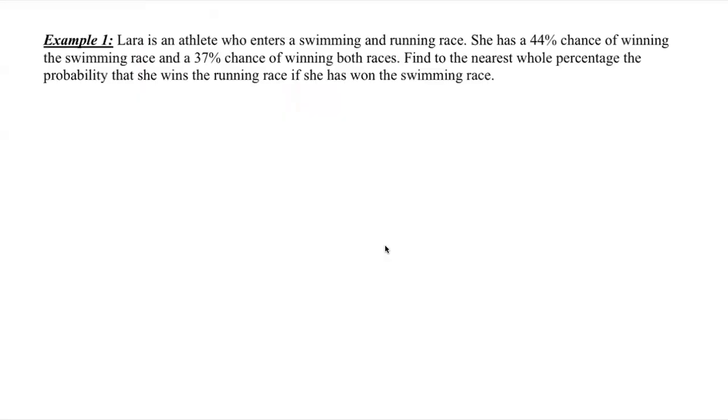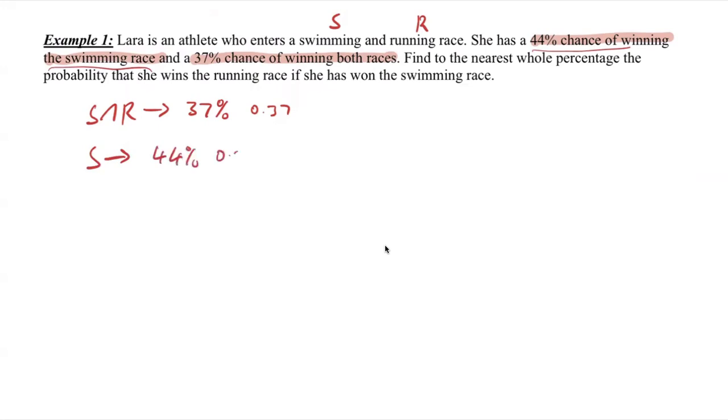So, Lara is an athlete who enters a swimming and a running race. So, swimming and running are going to be our events. She has a 44% chance of winning the swimming race, and a 37% chance of winning both. Now, that means for winning both races, that is swimming and running, noticing my notation there, it's a 37% chance, or 0.37 in a decimal. For winning the swimming race, so that's swimming, it is a 44% chance or 0.44 as a decimal.